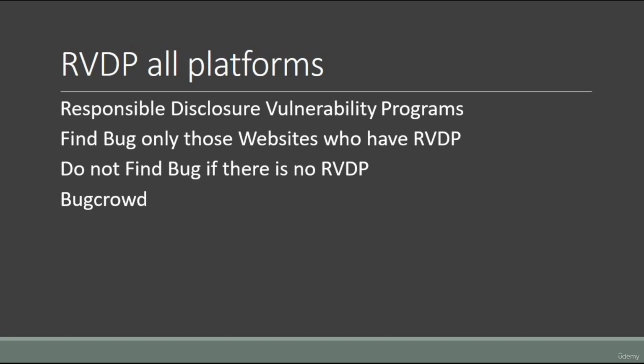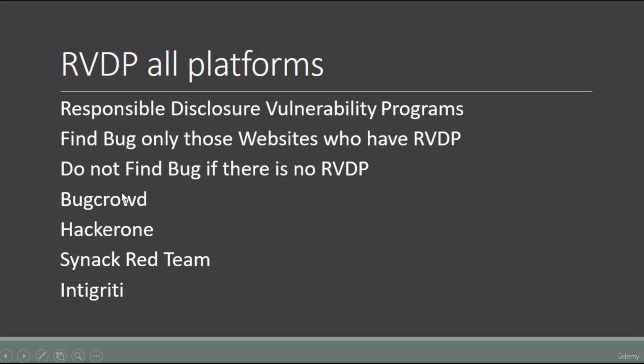If you don't know about those things, then it's a good idea to find bugs on organizations and companies that have already registered on platforms like Bugcrowd, HackerOne, Red Team, or Intigriti. You can work on these. If you can't find one there, because a lot of websites are not registered on these platforms, you might still find some. But whatever website you are testing, make sure there is an RVDP.